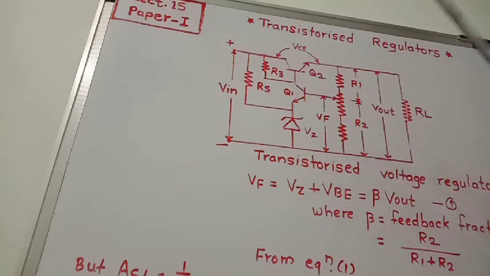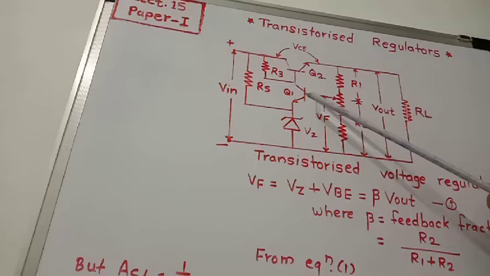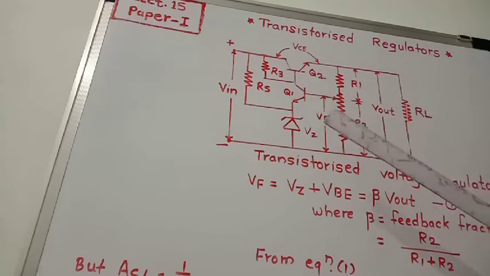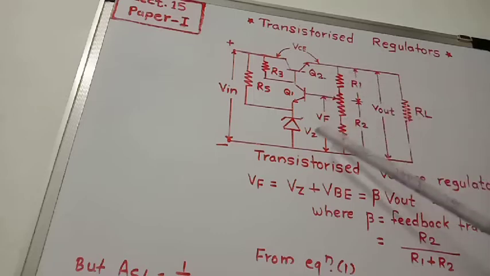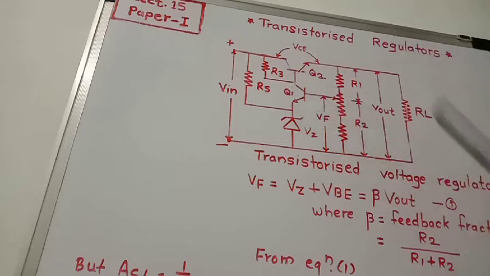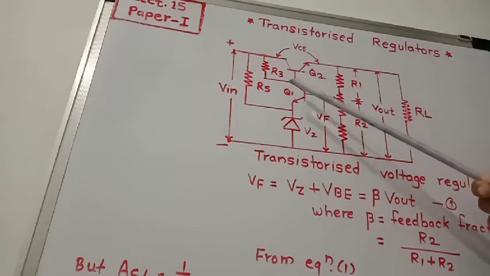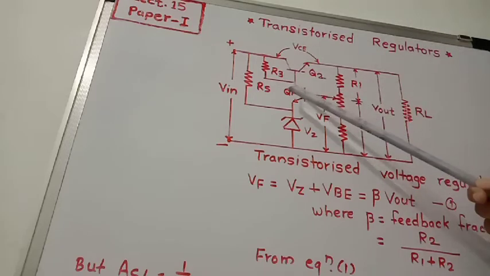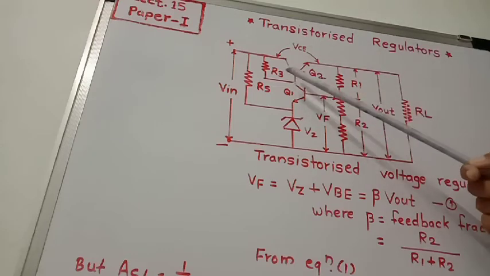Since collector voltage decreases, because base voltage of transistor Q1 increases, that is VB1 increases, therefore VC1 decreases. VB1 means base voltage of transistor Q1. So when VB1 increases, VC1 decreases, that is collector voltage of transistor Q1 decreases, and since collector voltage decreases, base voltage of Q2 also decreases, because collector terminal is directly connected to base of transistor Q2.